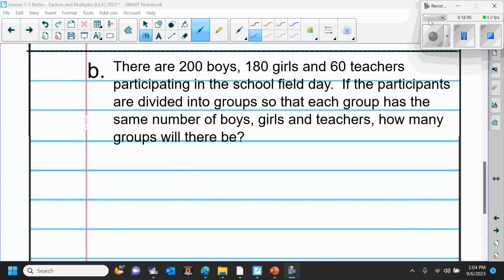So, for example B, it says there are 200 boys, 180 girls, and 60 teachers participating in a school field day. If the participants are divided into groups so that each group has the same number of boys, girls, and teachers, how many groups will there be? What's my important information? 200 boys, 180 girls, 60 teachers.